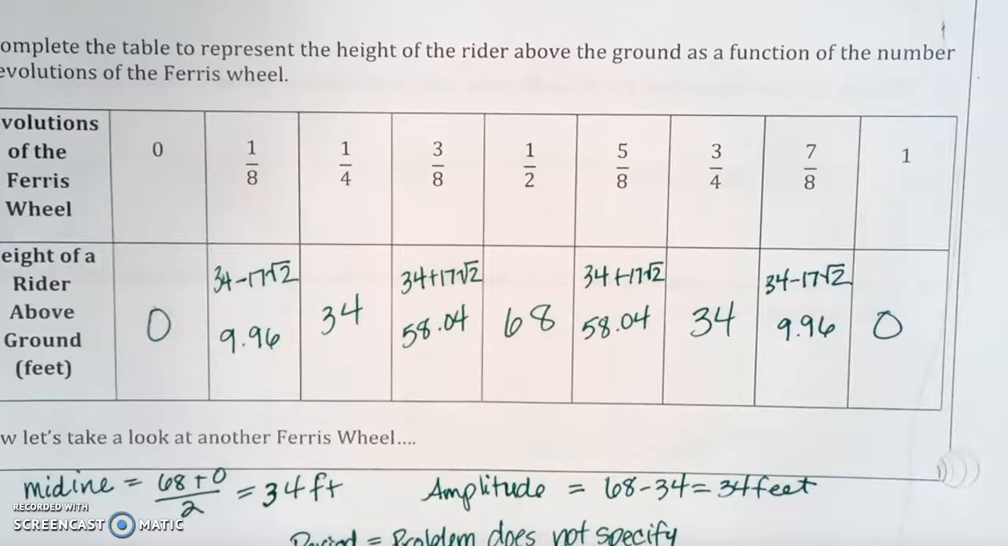So the midline, you're going to take the max height plus the low height and then divide by 2. So that's going to be 34 feet. On this particular one, there's no clearance from the ground. It's at 0. But remember, on some of the other ones, there is a clearance, right? So if it was like a 5-foot clearance, or 10-foot clearance, or whatever it is, you would have to add that. Then divide by 2.